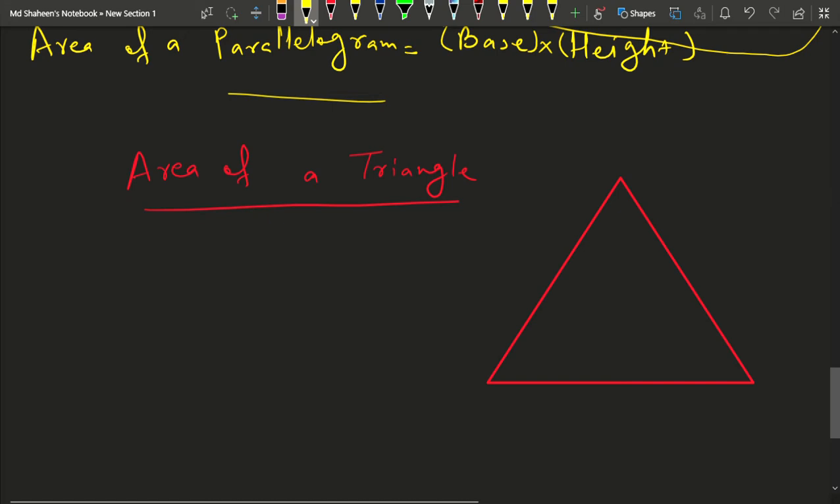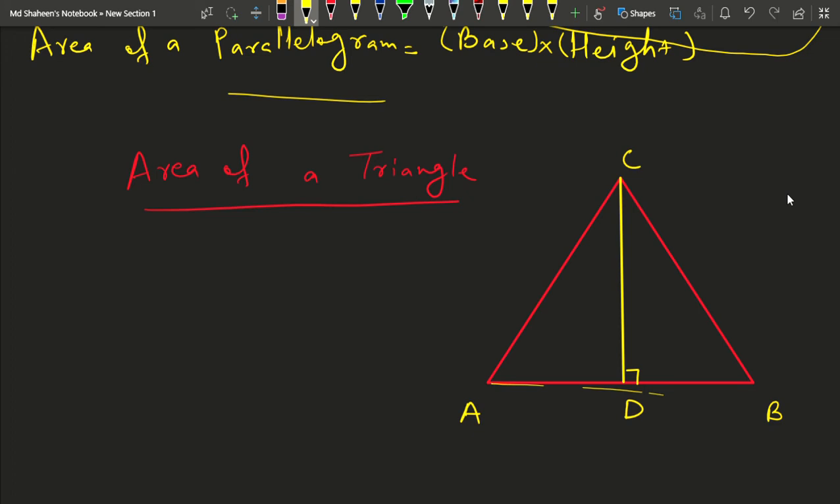See, let's name this triangle A, B, and C. You need to know two things. Which two things? You need to know the base length and the height. In the same way, you need to know the perpendicular height, not just the height. So you need to know this perpendicular height. Let's say this is B. You need to know the length of this A, and the length of this BC. Then you can find the area.